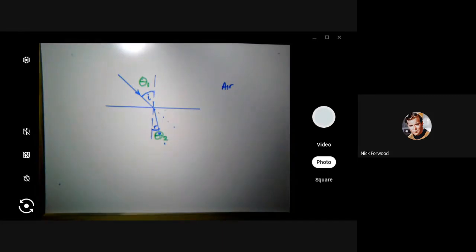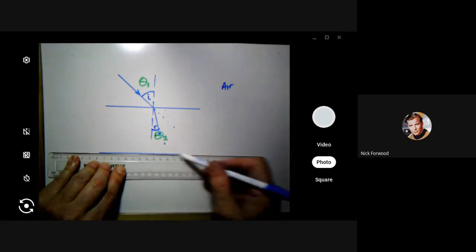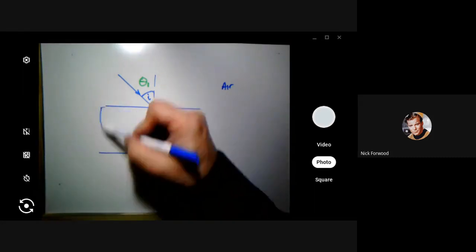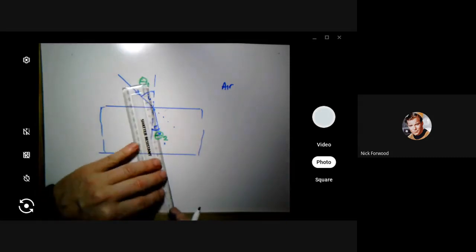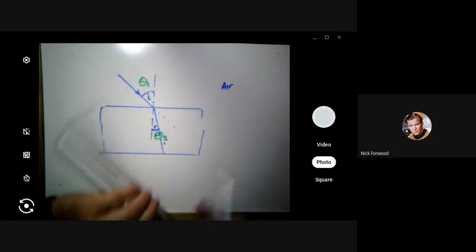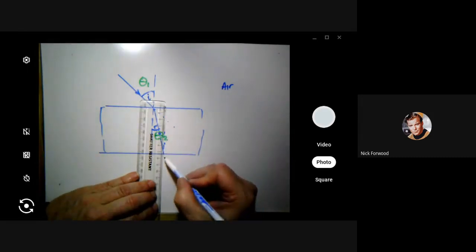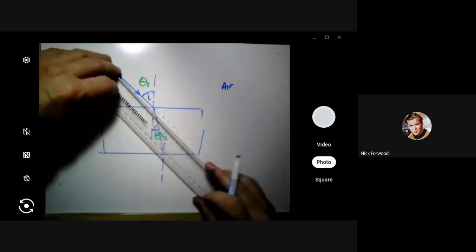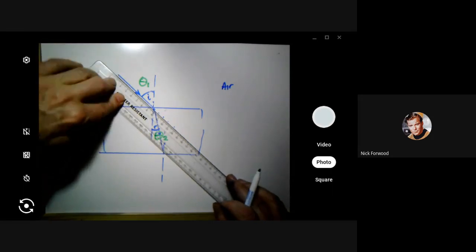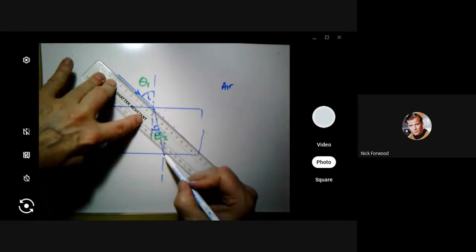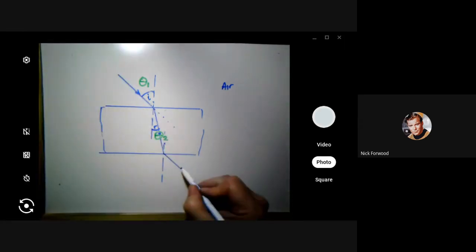What happens when the beam of light comes out? Let's have basically our block going to be here, and the beam of light is going to continue like that. I'm going to put in my normal. And remember, the beam of light is going to speed up and bend away from the normal.